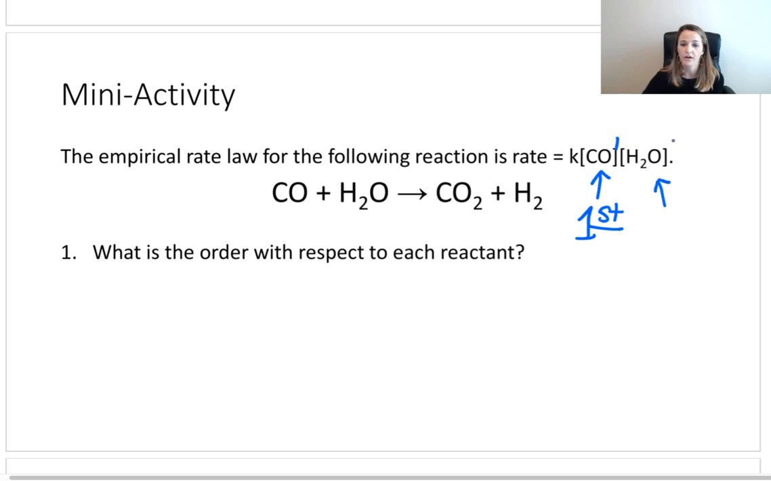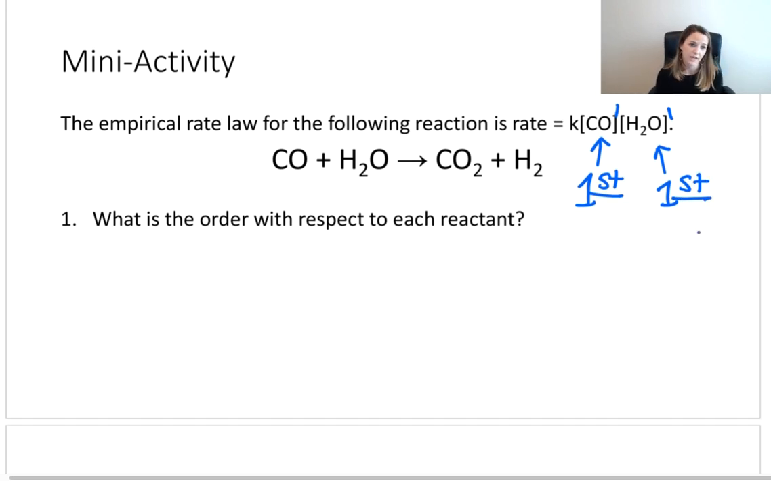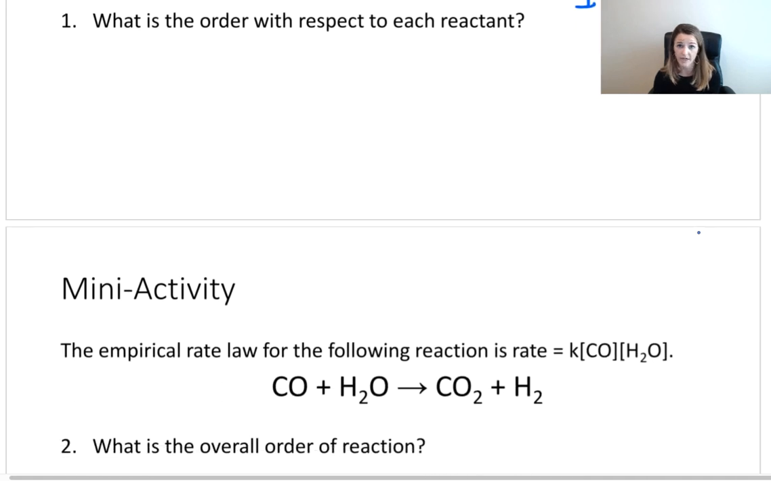And then for water, again, there's an implied 1, and so again, we would say that this is also first order. So each of these are first order for carbon monoxide and water. Notice we're only doing this for reactants, okay?